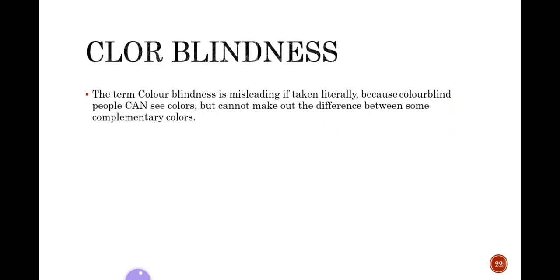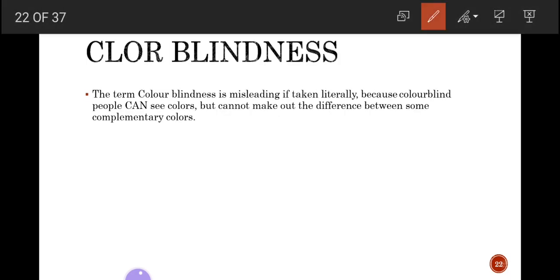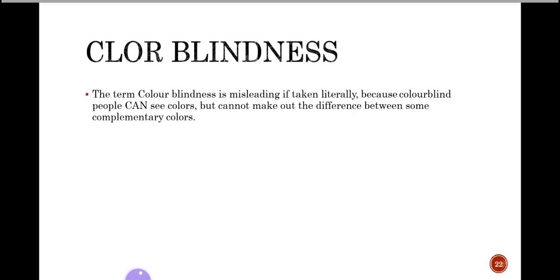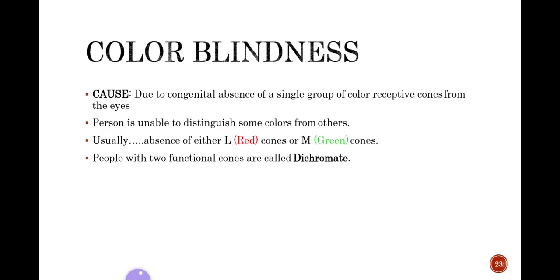Next, very important, color blindness. The term color blindness is misleading if taken literally, because color blind people can see colors but cannot make out the difference between some complementary colors. What can be the causes? Due to genetic absence of a single group of color perceptive cones from the eye, a person is actually unable to distinguish some colors from others. Usually there is an absence of red cones or green cones.